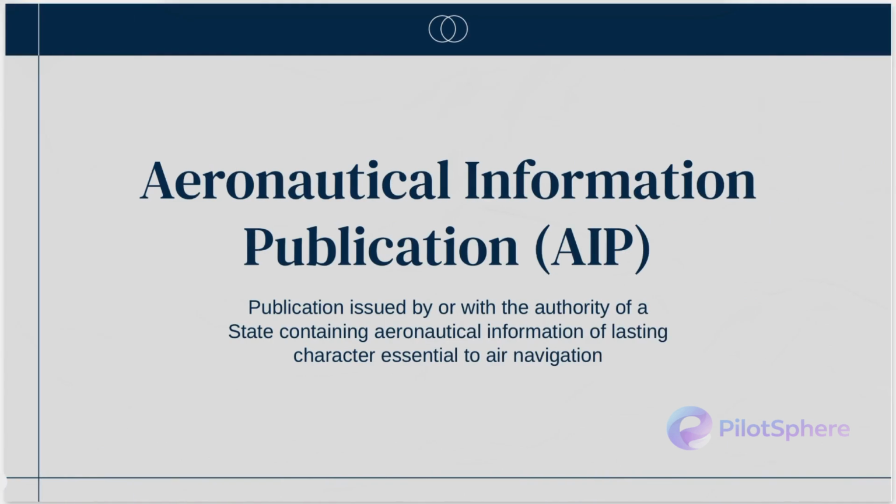We'll start with talking about Aeronautical Information Publication, or AIP. Now, this is a publication that is issued by or with the authority of a state that contains aeronautical information of lasting character that is essential to air navigation. Think of this as like the official handbook of a country. It is going to have the primary source of information that flight crews, dispatchers, and aviation authorities are going to be concerned with. All of the rules, the laws, the permanent things that are there for air navigation are contained in the Aeronautical Information Publication. This document is published by the Airport Authority of India.